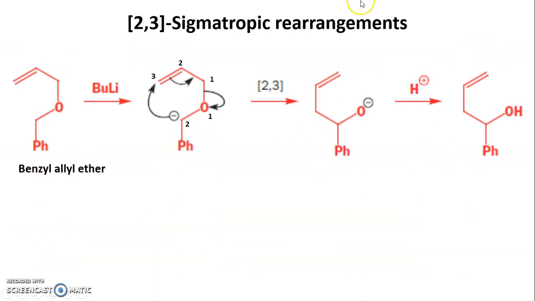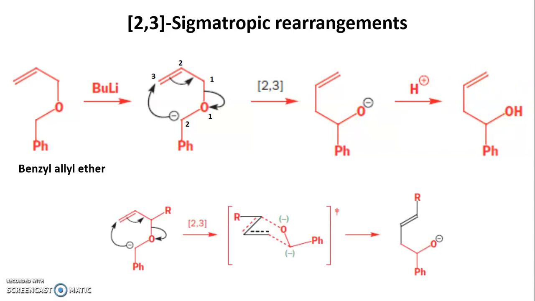We have spoken about 3,3. Now let's see about 2,3 sigmatropic rearrangements. Benzyl allyl ethers, when treated with base, the proton will be abstracted from the benzylic carbon, gives you an anion, carbanion. The numbering is as we had seen earlier in 3,3. So now the old sigma bond will be converted into a new one at the 2,3 position. So this gives you this oxide, which can easily take up the proton to form the alcohol product.